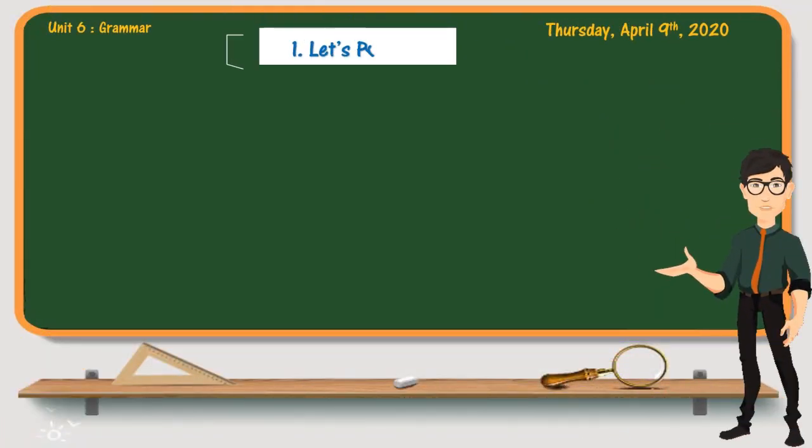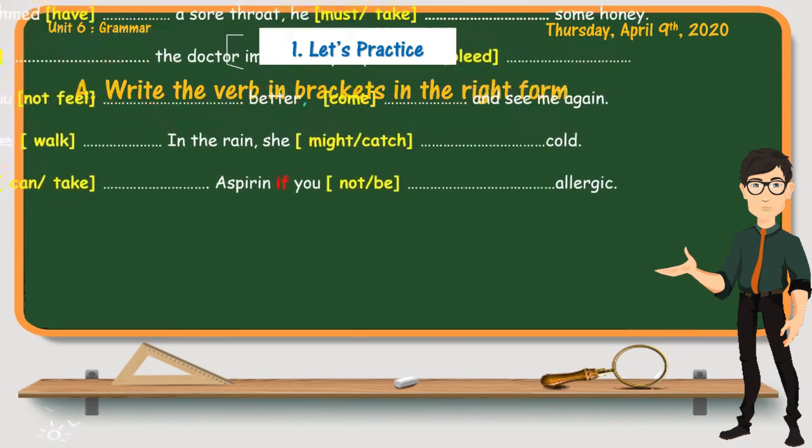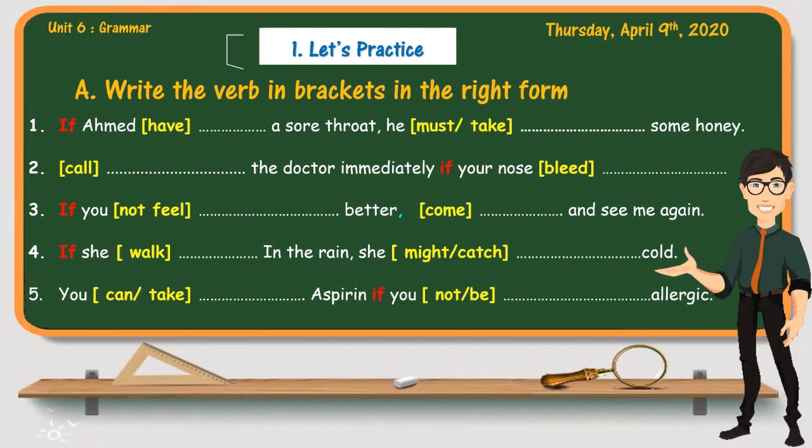Let's now practice using conditional sentences with both imperatives and modal verbs. In this exercise, I would like you to write the verb between brackets into the right form. The forms we're going to use are either simple present or infinitive form. Before you answer this exercise, what you have to remember is that we use the simple present with the if part and the infinitive with the result part.